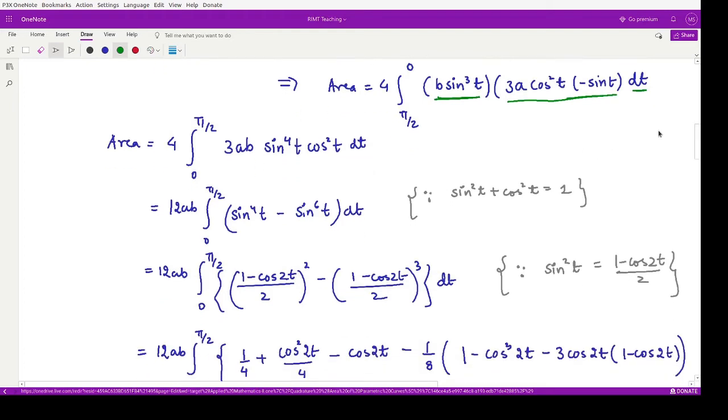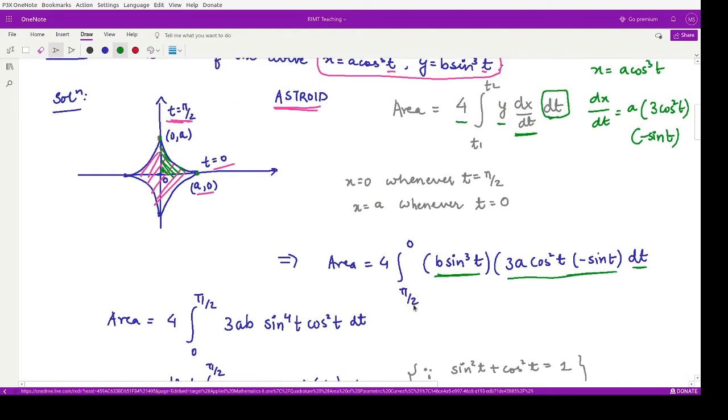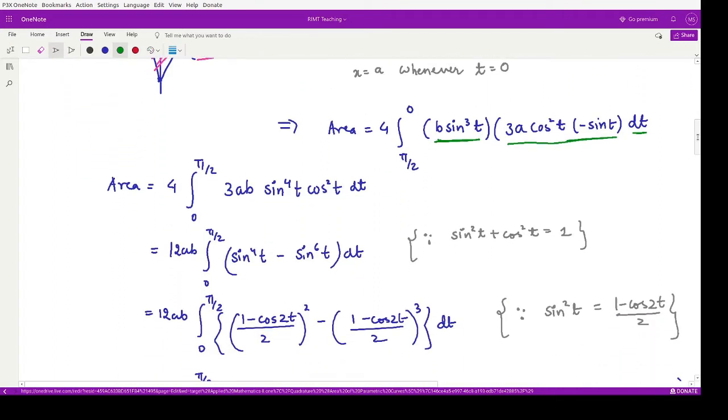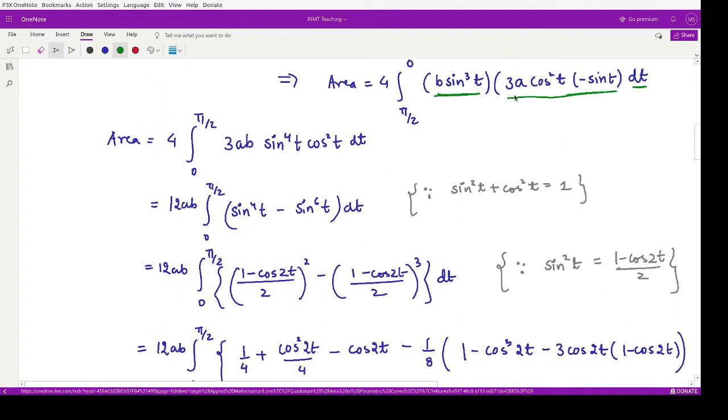So this is the task, and remember that the limits here are not from 0 to pi by 2, but they are from pi by 2 to 0, because we are moving from this point to this point in the first quadrant. So we can simplify this. 3a and b are constant, so I can take them out from this integration sign. 3ab into 4 becomes 12ab, right? And we are only left with sine t raised to power 4 and cos t raised to power 2.